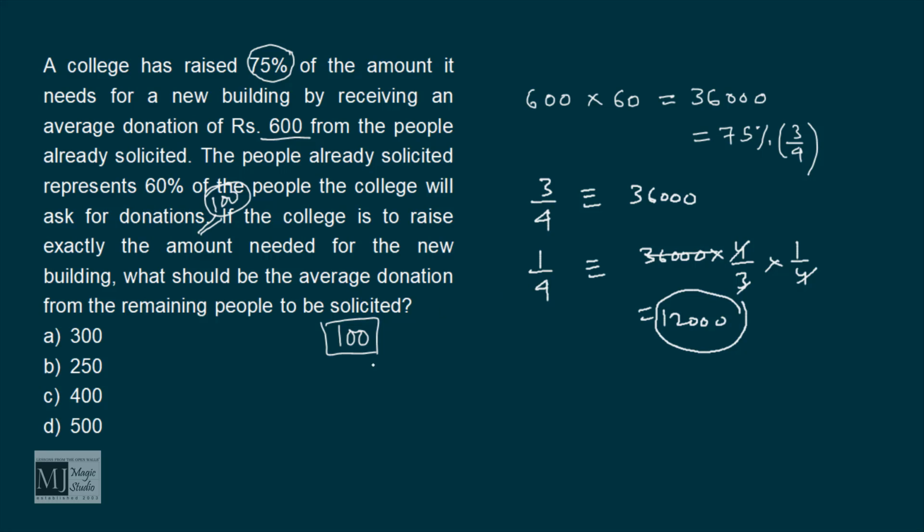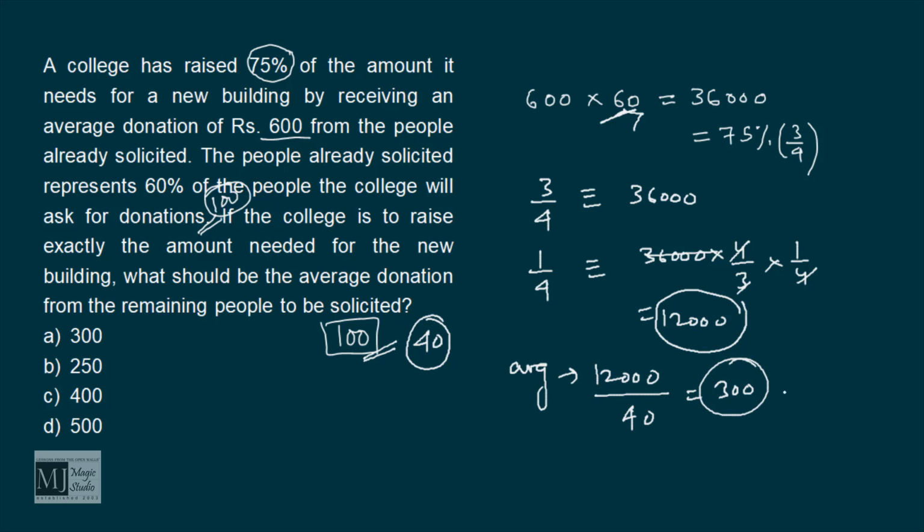From how many members? We started with 100 members. 60 have already contributed. So we are left with 40 members. So the average we are looking out for is 12,000 by 40. That is 300. What should be the average donation from the remaining people? From the remaining 40, average donation should come to 300. Option A should fit in.